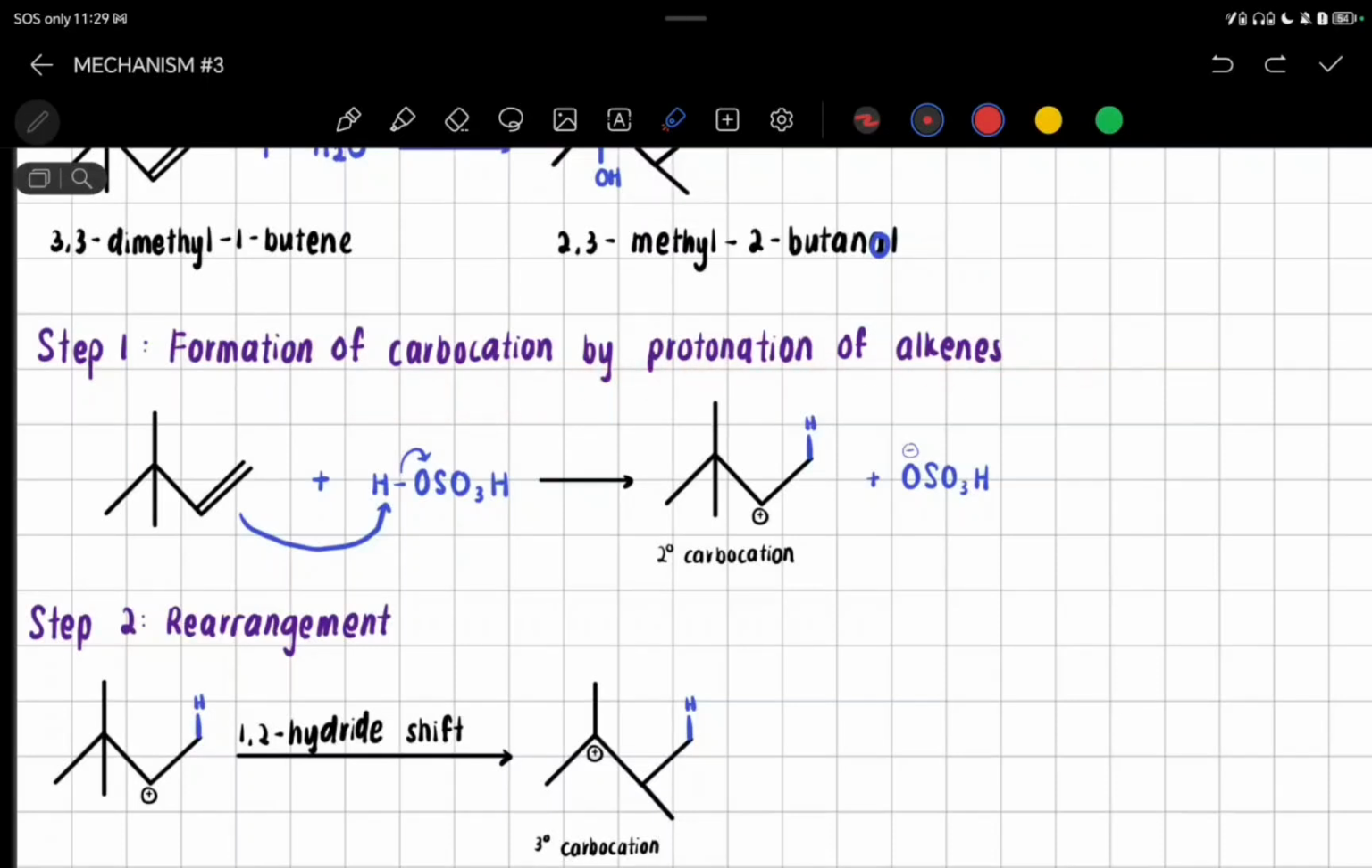So the carbon-carbon double bond in 3,3-dimethyl-1-butene contains a pi bond and a region of high electron density. So the pi electrons are more loosely held than the sigma electrons in a single bond. Therefore, this region will act as a nucleophile, or a site that can donate electrons.